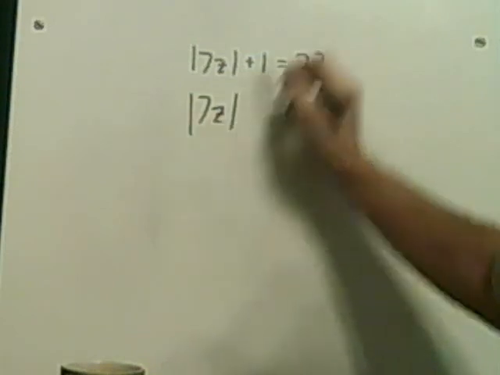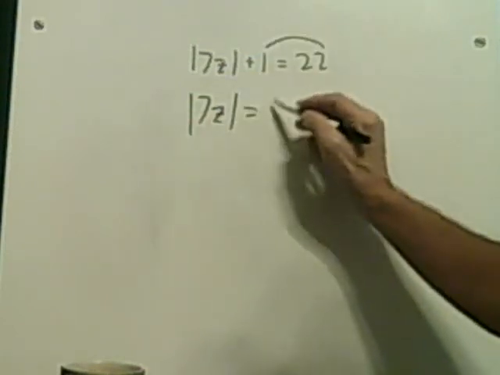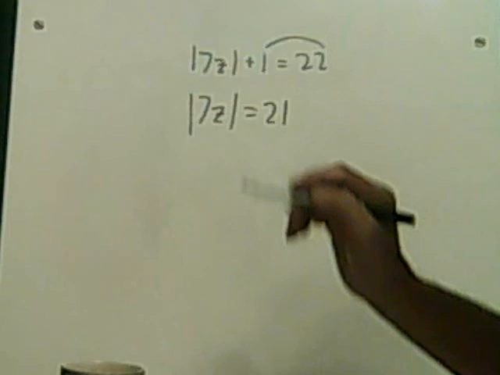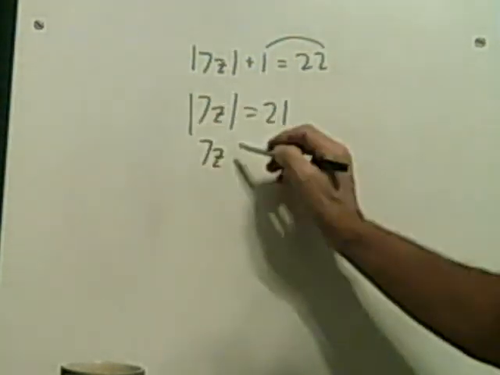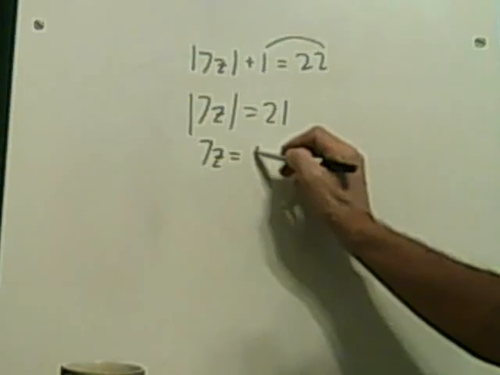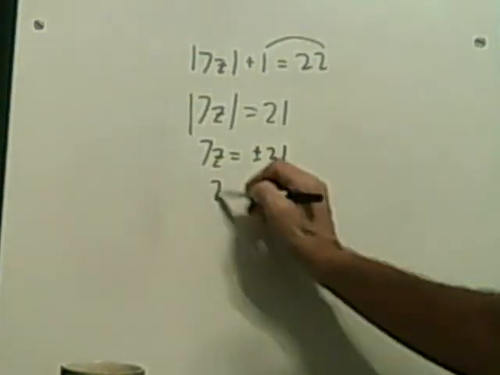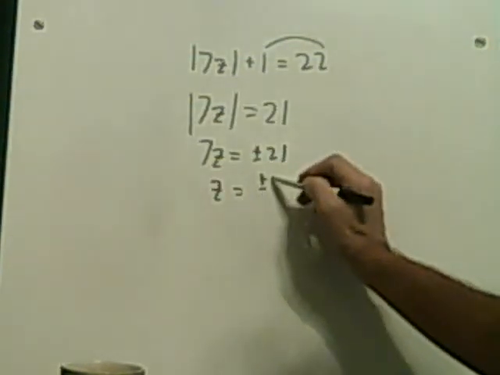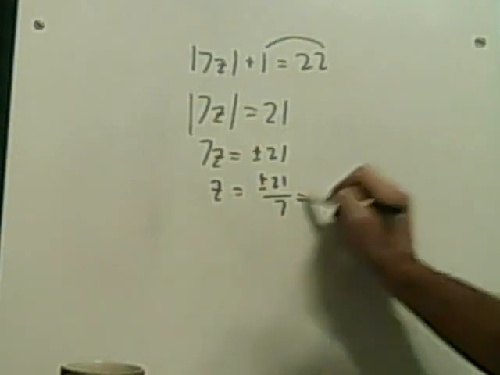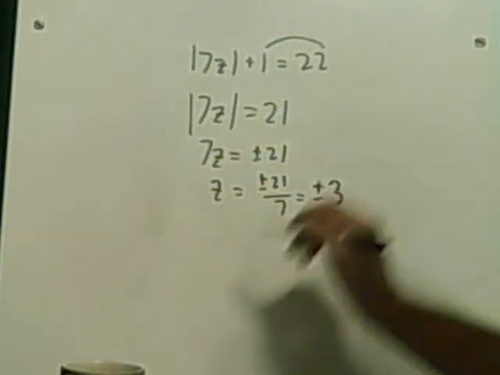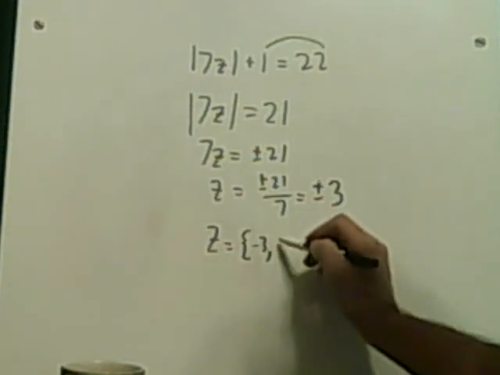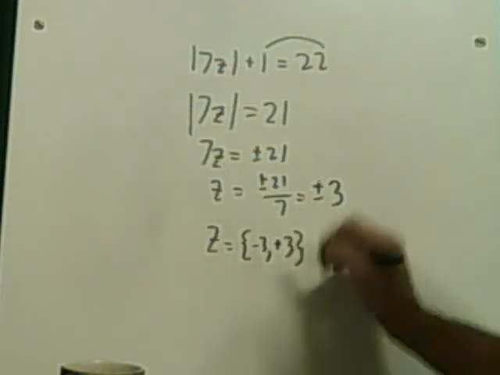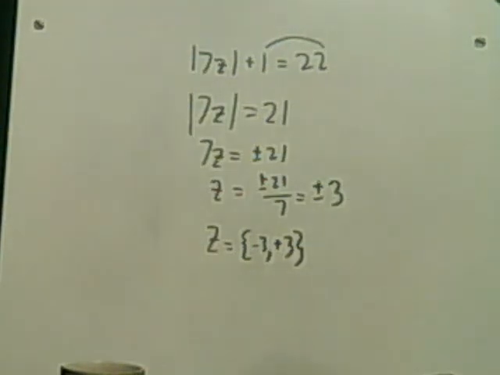Okay, so on this one, we're just going to take the 1 and subtract it from the other side. 7z is equal to 21, which means that the absolute value of 7z is equal to 21, or 7z is equal to plus or minus 21. Z is equal to plus or minus 21 divided by 7, which is equal to plus or minus 3. And those are the two answers. Z is equal to -3 or +3. Two possible answers. Okay?